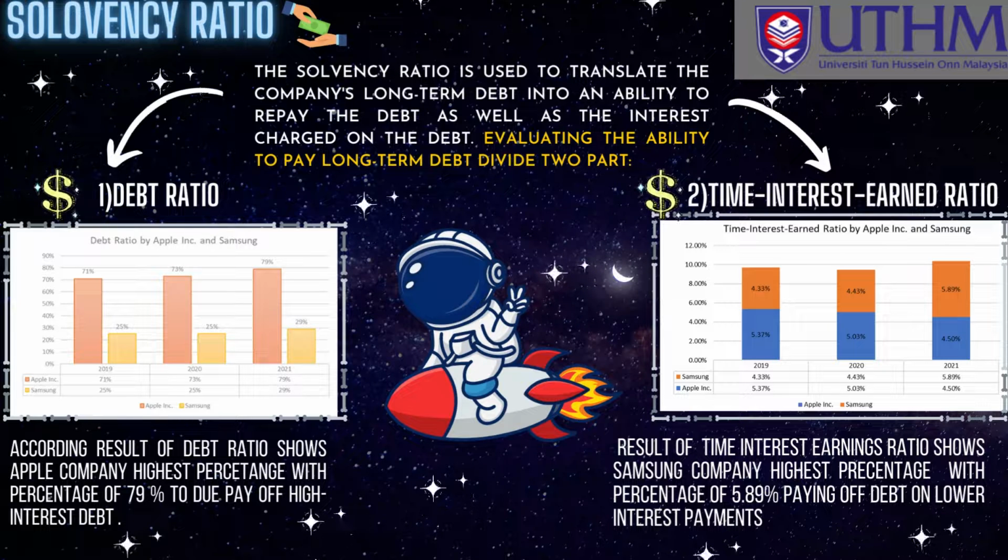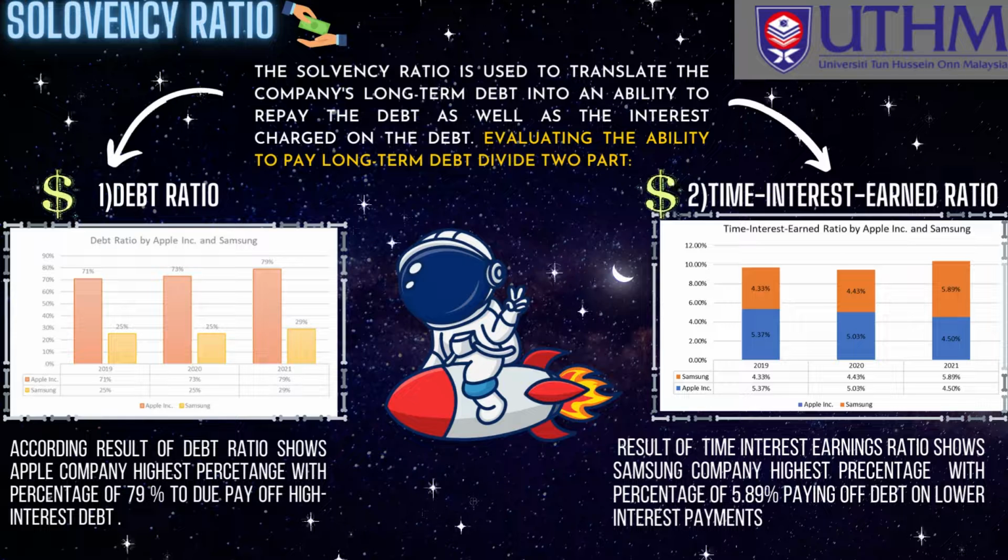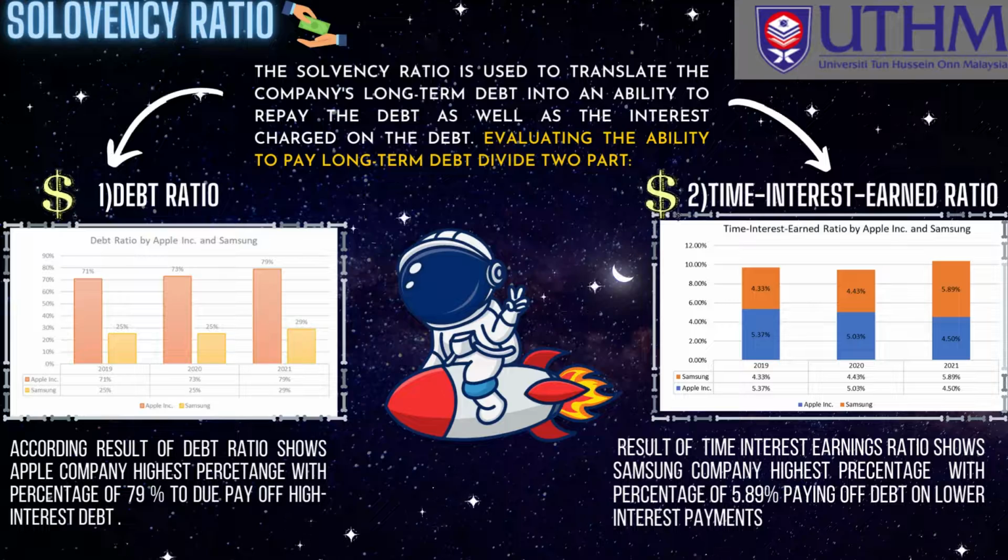The second part is the times interest earned ratio. The result of the times interest earned ratio shows Samsung Company has the highest percentage of 5.89%, paying off debt on lower interest payments.